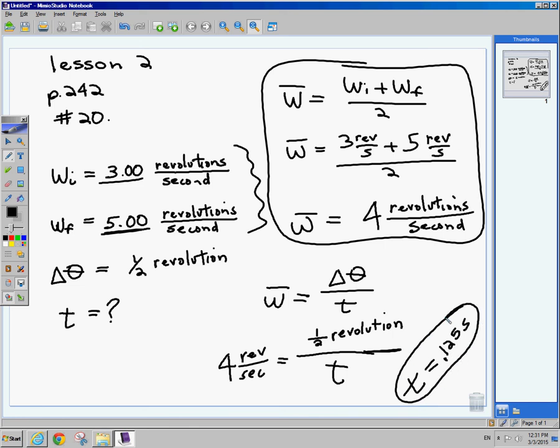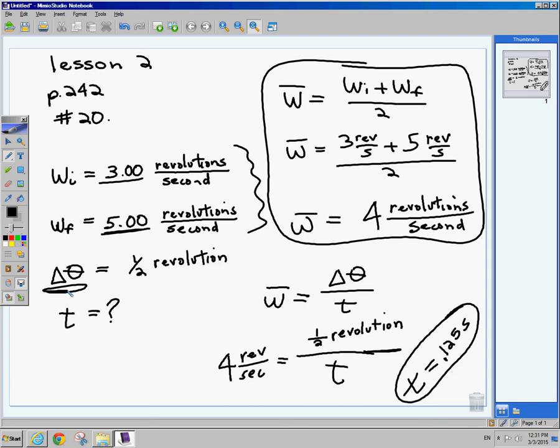Now, the thing that makes this a little bit trickier is normally we're not doing our angular velocity in revolutions per second. And normally we're not doing our change in angle in revolutions. Normally it's in radians. Yes. So if you wanted to, you could be stricter with your units. You don't have to because everything jives if you just leave it in revolutions.